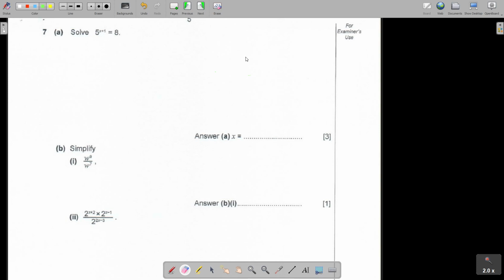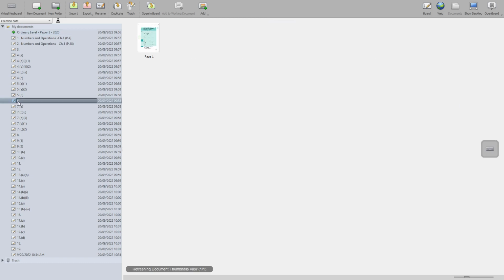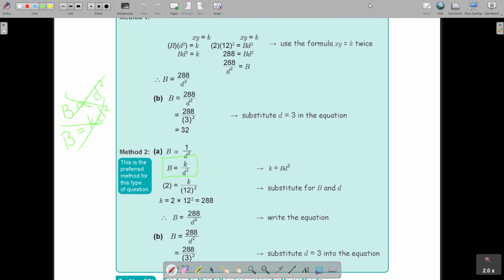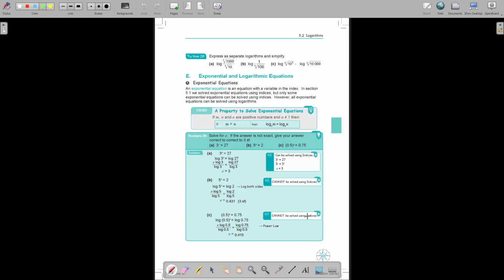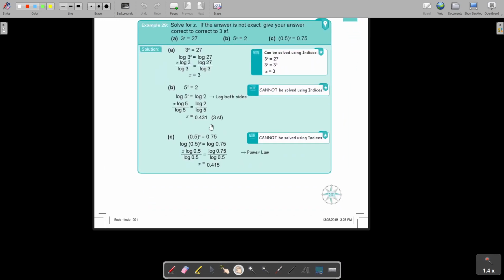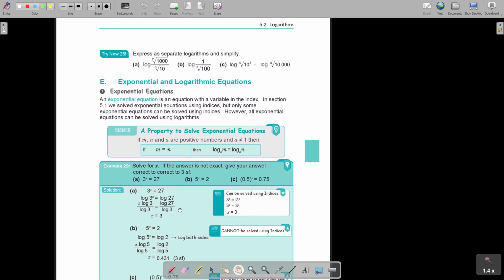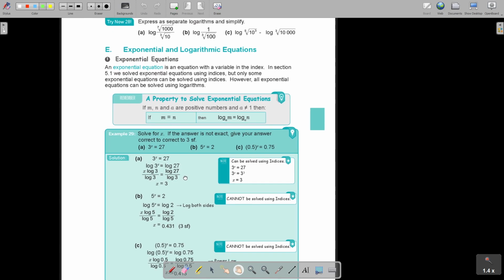So I'm at logs, chapter 5. Again, I'll take you first to the textbook. Okay, let's just go to the textbook. No, it's not this one. It's the previous one. It's question 7. Okay, so in the textbook, you can look. It's on page 201. Do you see? 201. And then I'm going to look at question 29.